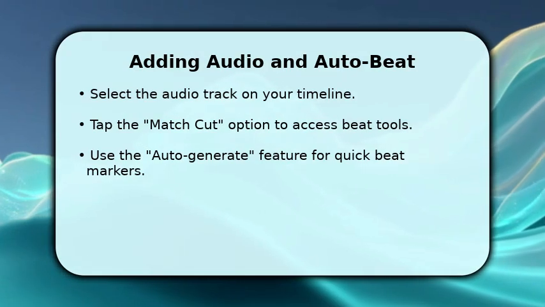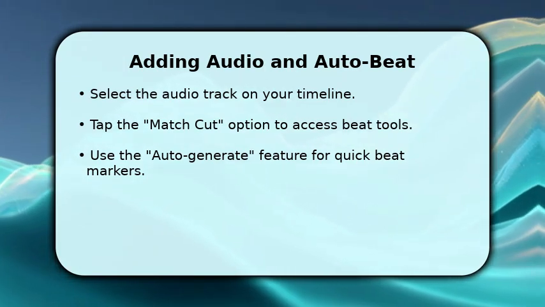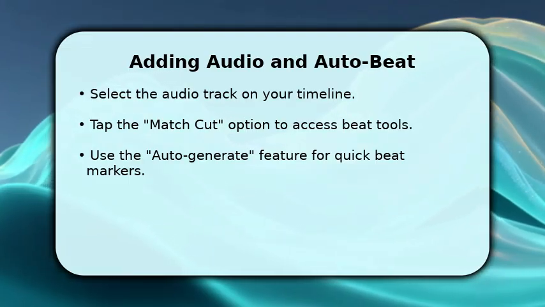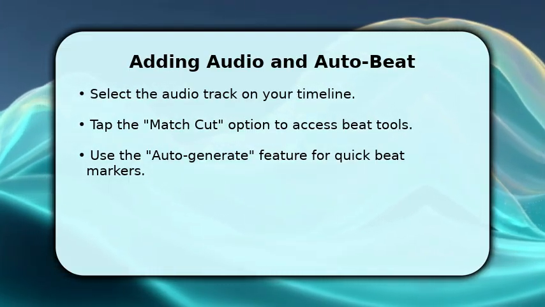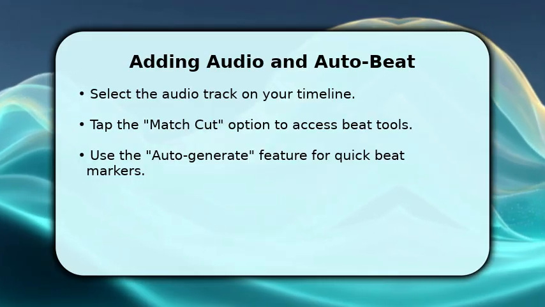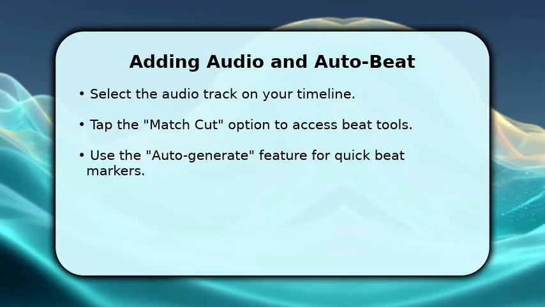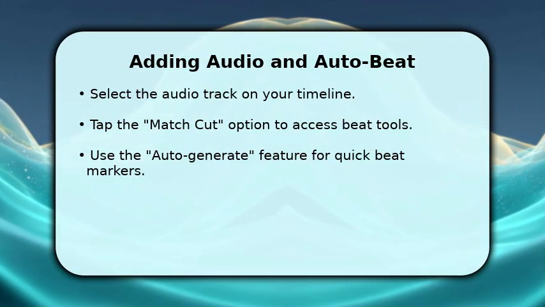Now, let's add the audio and use Capcut's helpful auto beat feature. Tap on your audio track in the timeline to select it. Then, look for the Match Cut option, which is usually represented by a musical note icon. Inside Match Cut, you will find the Auto Generate button. Tapping this will automatically place yellow beat markers along your audio, making the syncing process much easier.